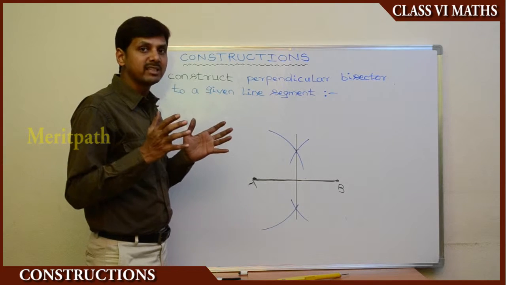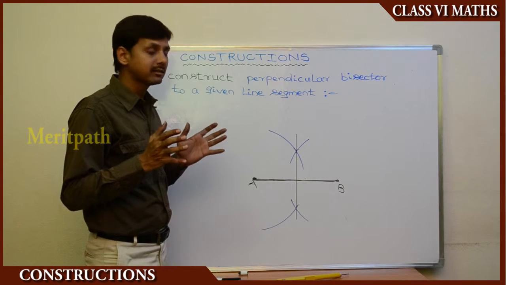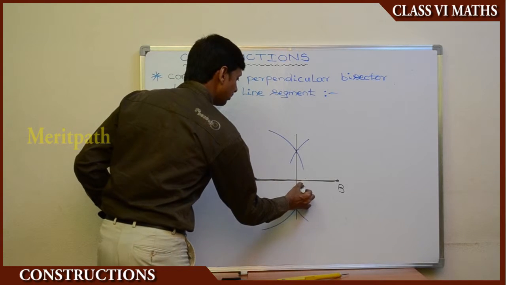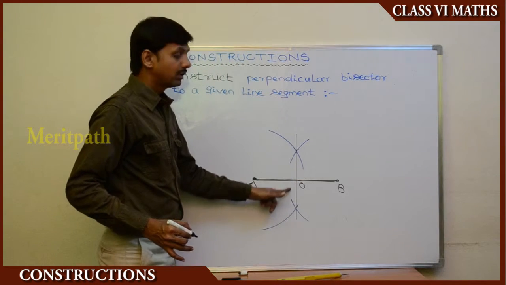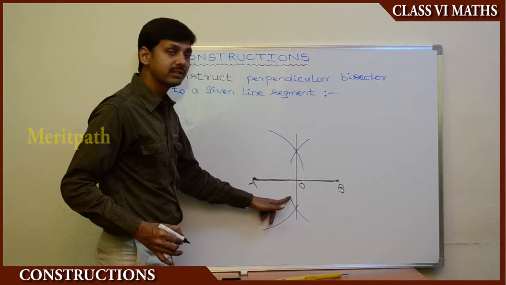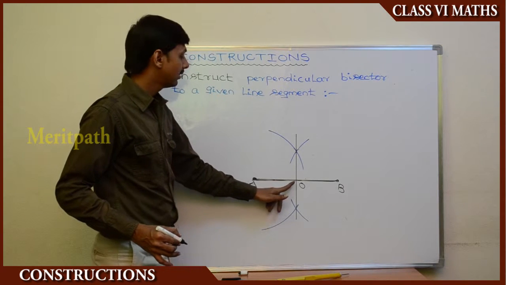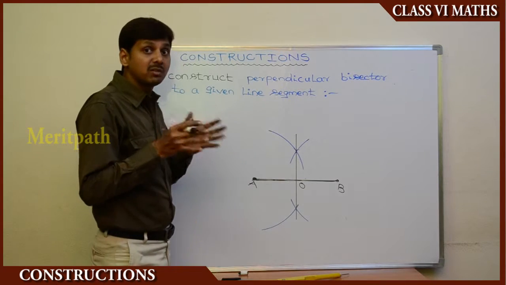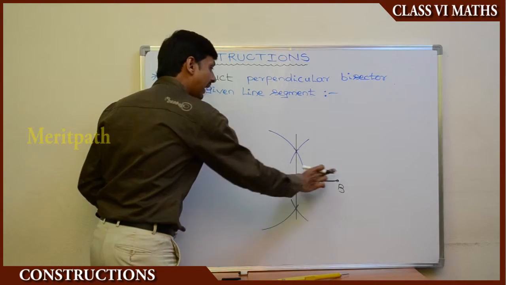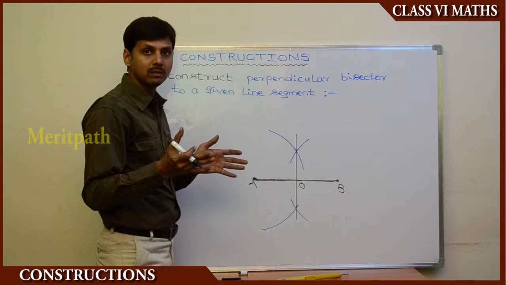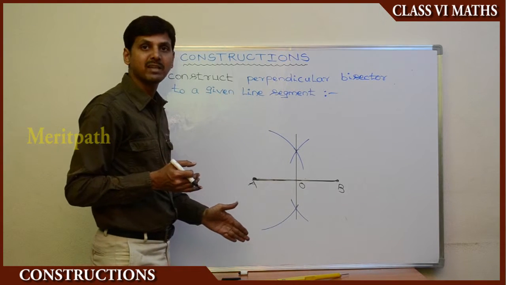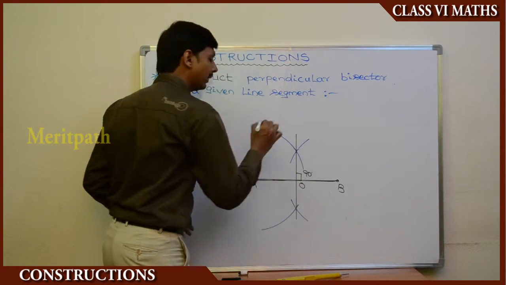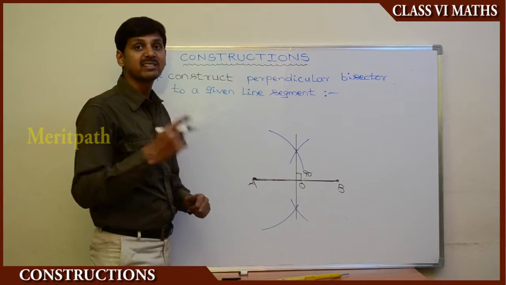So this line segment is divided into 2 parts. Here, where is it intersecting the line segment? The perpendicular bisector is the line which intersects the line segment. Let's take it as O, and this divides it into 2 parts, AO and OB. Both are equal. This is called a perpendicular bisector, and it also always makes a 90 degree angle here.